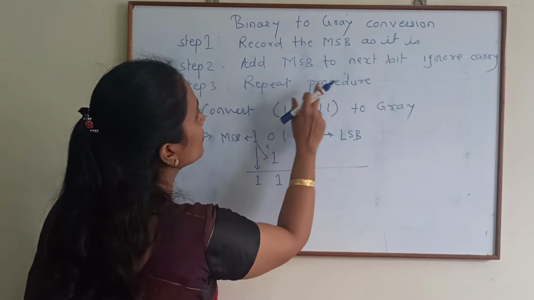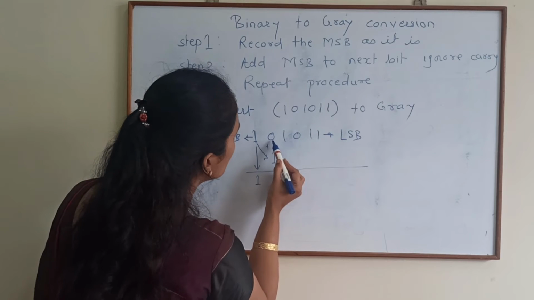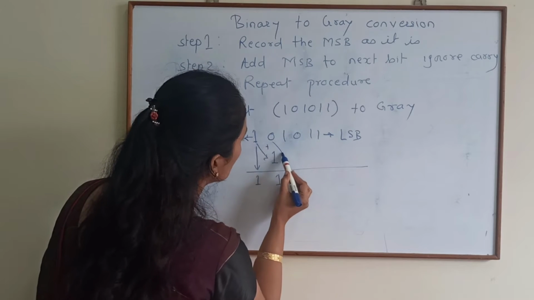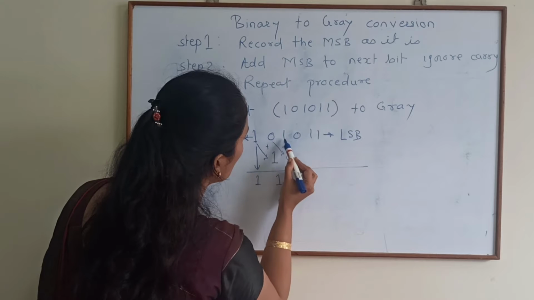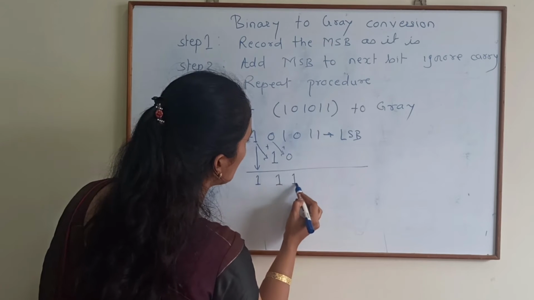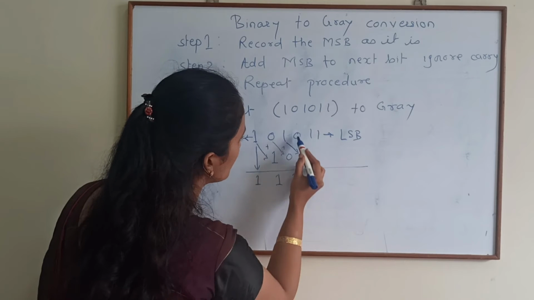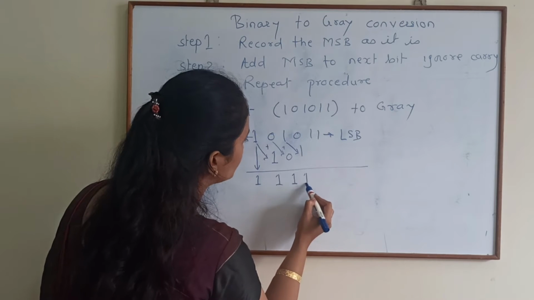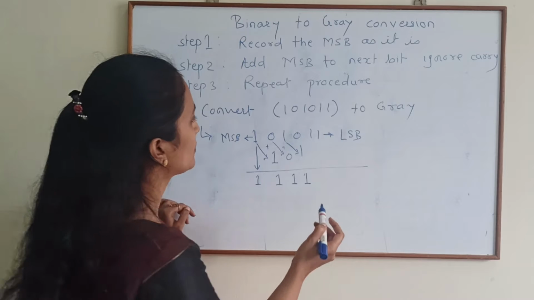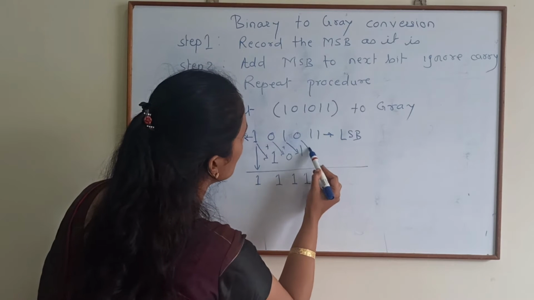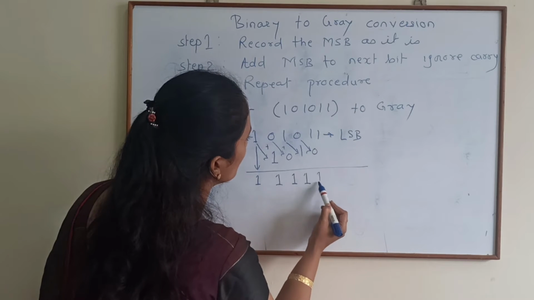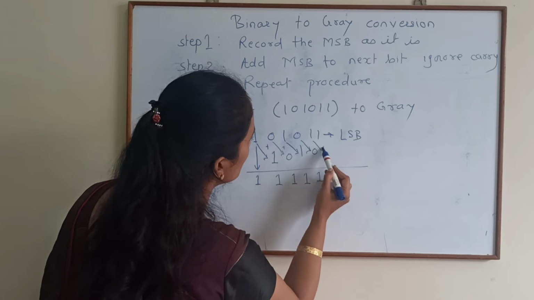Third step is repeat the procedure. Means again, this 0 will come here. Add 1 plus 0 means 1. Again repeat the procedure. This will come here. 0 plus 1, 1. Again repeat the procedure. This 0 will come here. And this 1 will come here.